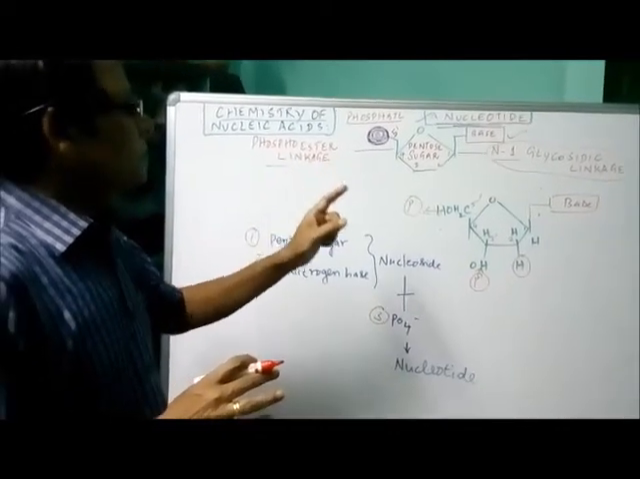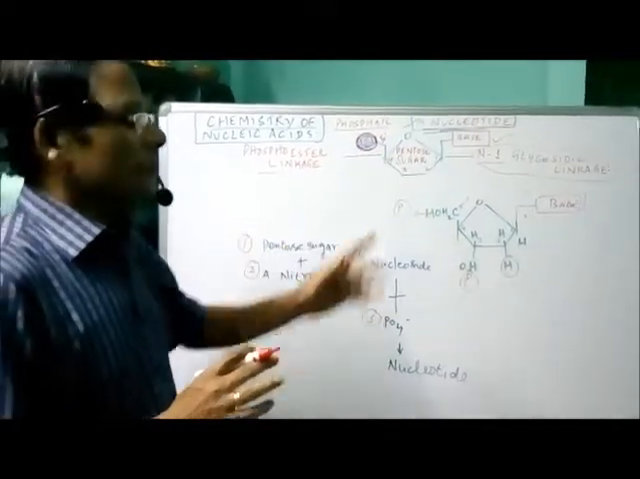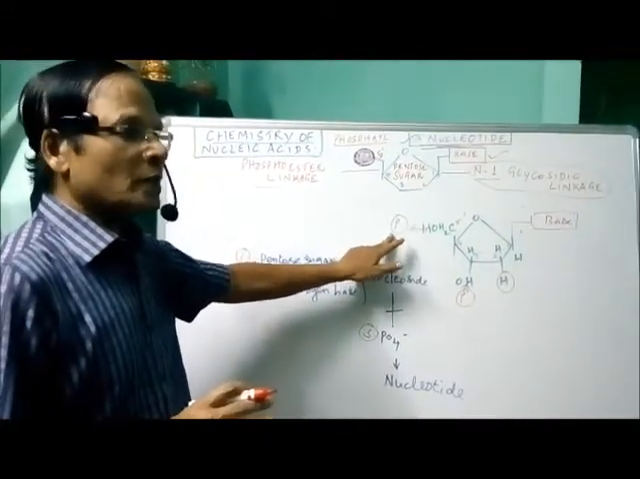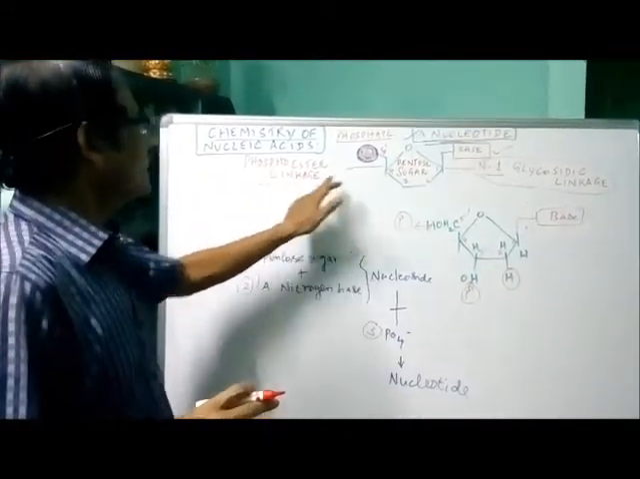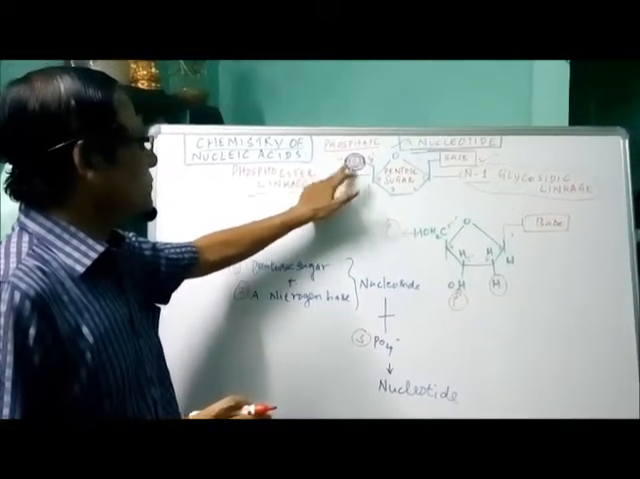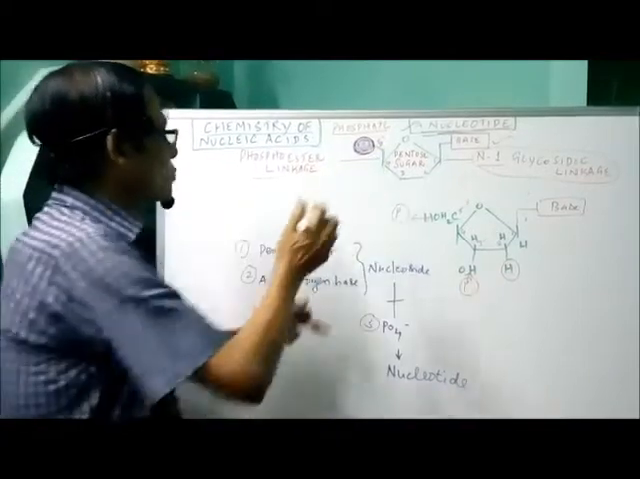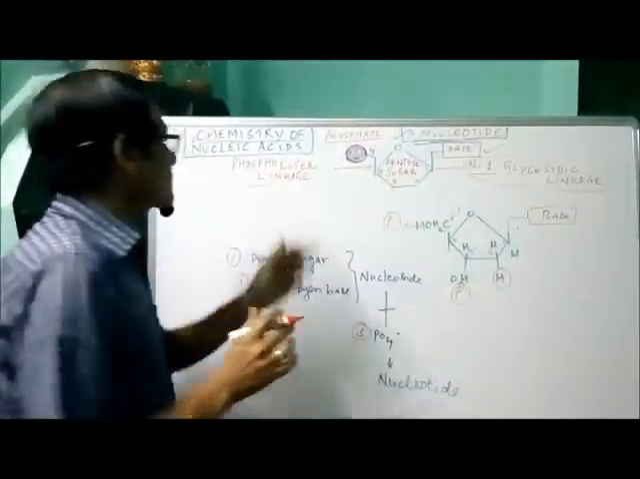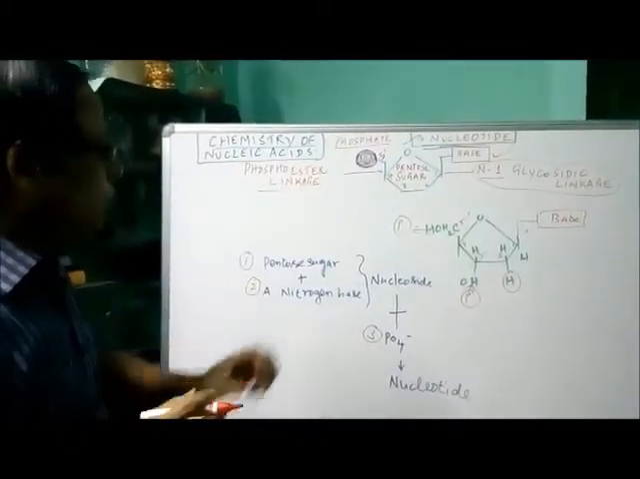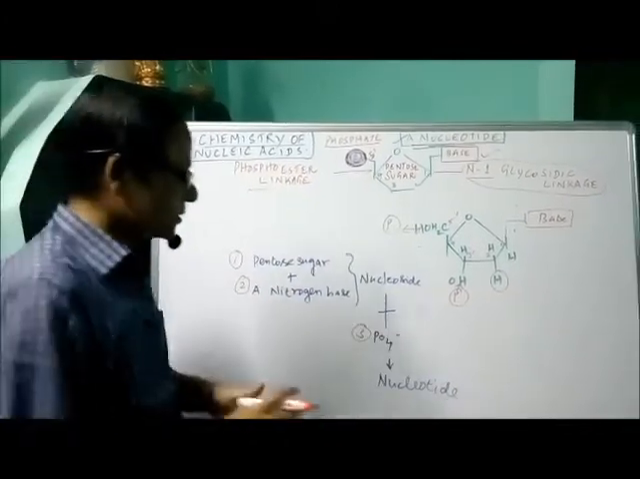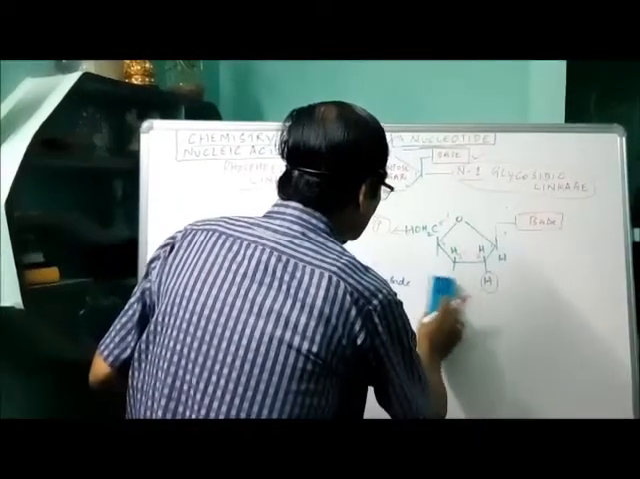So pentose sugar to base is the N1 glycosidic linkage. The linkage with the phosphate group is called phosphoester linkage. Now this is the phosphate group, this is the one, and here also this linkage is represented, the phosphoester linkage. Now one nucleotide is connected to the adjacent nucleotide. Suppose this is one nucleotide, I am taking that one.